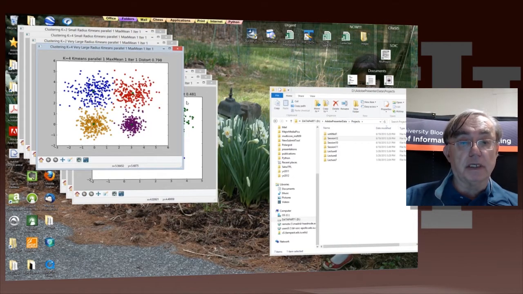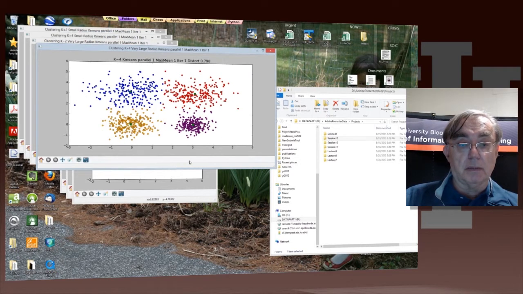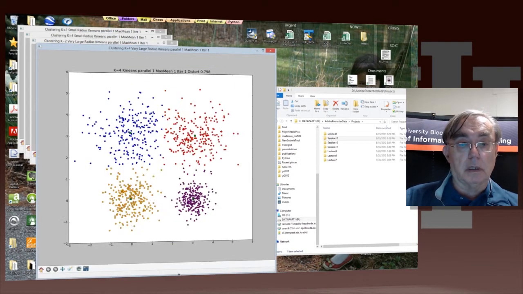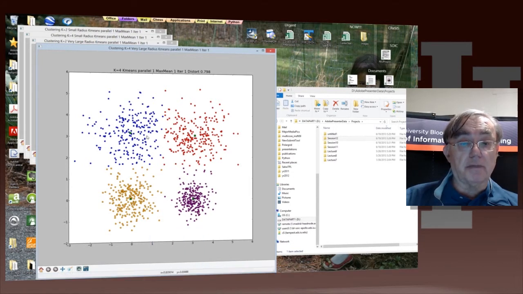Now, what's the next one we pop up here? K equals 4. For the very large case, we have a good solution. We notice again these clusters bleed a bit into each other. That's just what happens with the very large case. The radii are such that they tend to have slight overlaps. And I would say this solution looks near the global minimum.